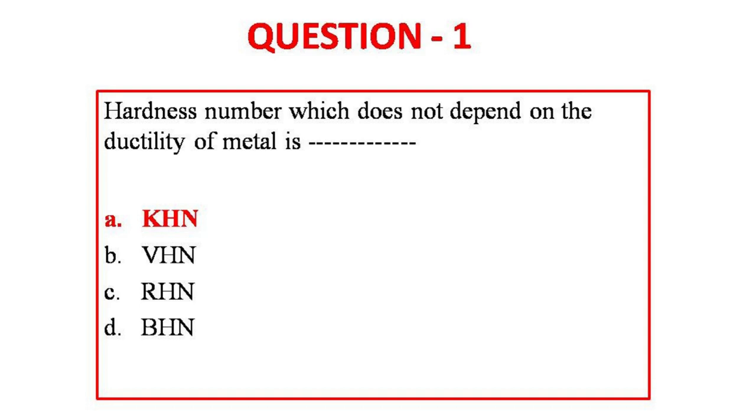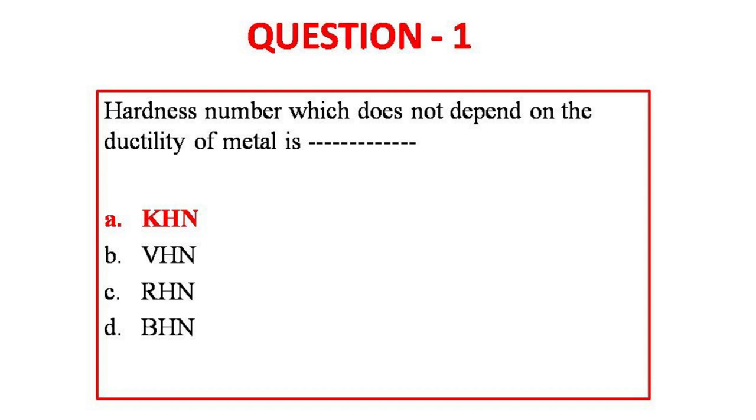Now, Brinell and the Rockwell tests are classified as macro hardness tests, and they are not suitable for brittle materials. Whereas the Knoop and Vickers tests are classified as micro hardness tests. Both of these tests employ loads less than around 9.8 Newton.